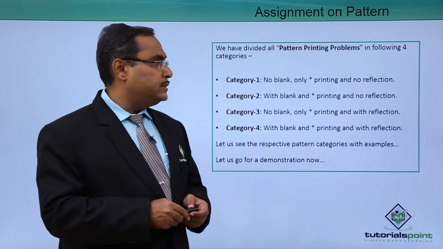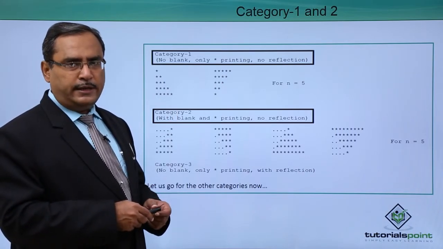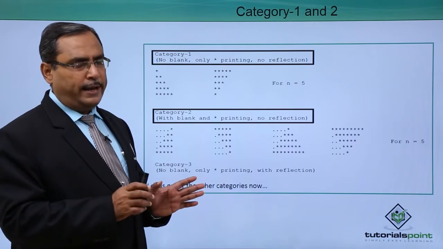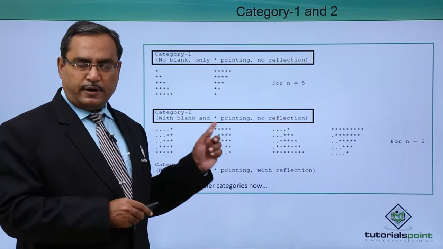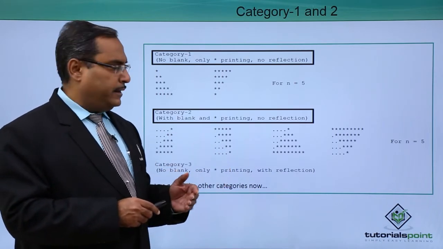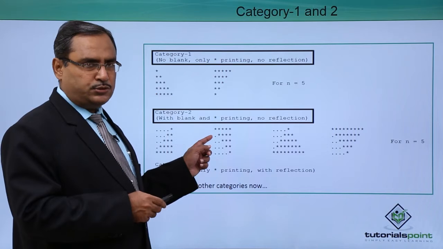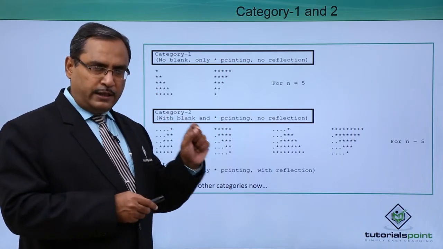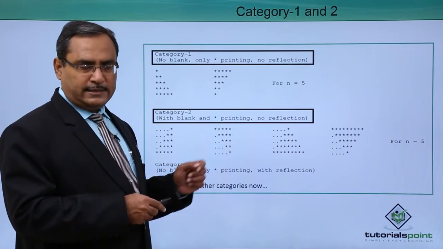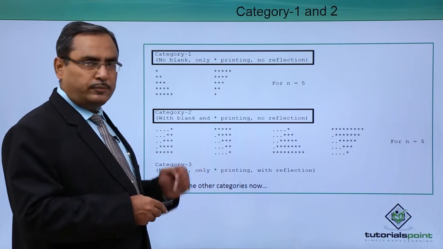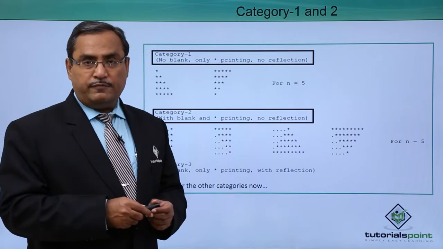So here are the categories in detail. In category 1, only the stars are getting printed. There is no reflection. There are no blank spaces getting printed. In case of category 2, we are having these 4 different types of patterns for your assignment. So here we are having the blank spaces. We know that we cannot count blanks properly, so that's why we have put some dots there so that you can feel that these are the blank characters. And we are having stars getting printed, asterisk symbols getting printed, but there is no reflection of this pattern. So here we are having two different types, here we are having 4 different types.